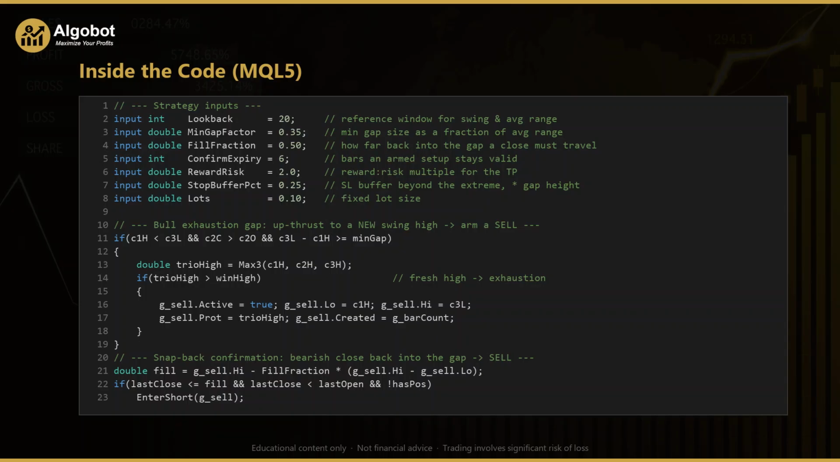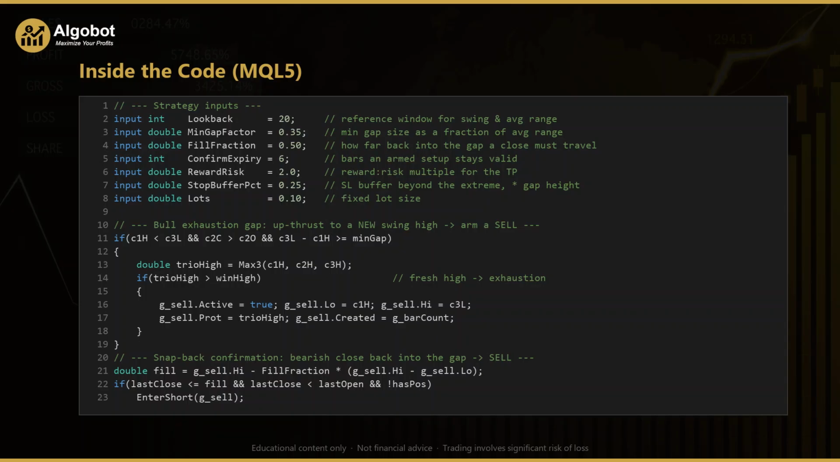FillFraction controls how deeply a candle must close back into the gap before the strategy acts. A higher value waits for a fuller retracement. Confirm expiry is how many bars an armed setup stays valid before it is discarded. RewardRisk is the reward-to-risk multiple for the target. Stop buffer PCT adds a cushion beyond the extreme for the stop, and lots is the fixed trade size.